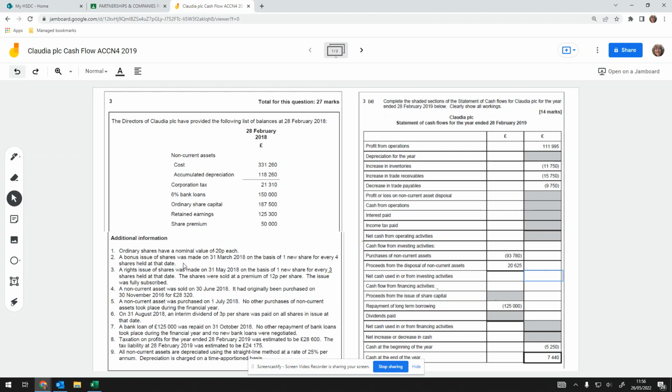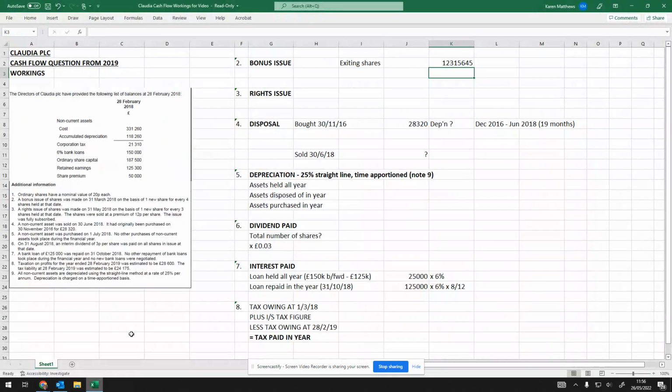So what we're going to do is just work through the pieces of additional information. I'm going to switch over onto an Excel spreadsheet, and my plan is to do all the workings first and then go back onto the cash flow statement and fill in the numbers. So additional information number 2. I've already populated the spreadsheet, so you don't have to sit there watching me painfully typing away throughout.